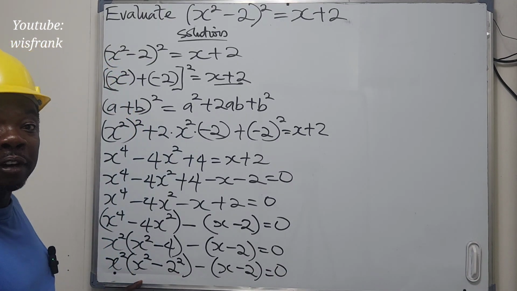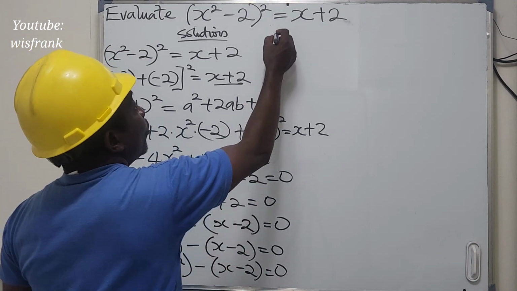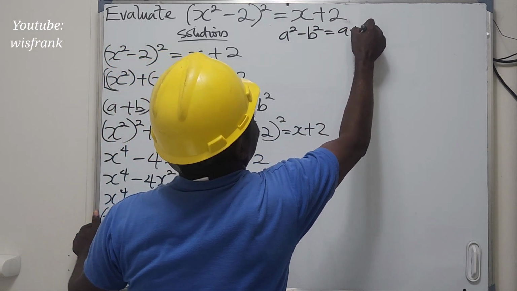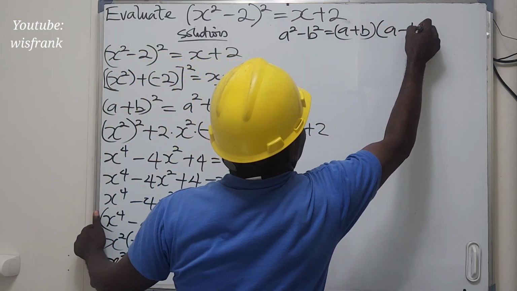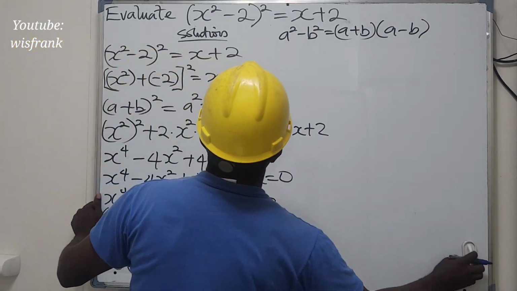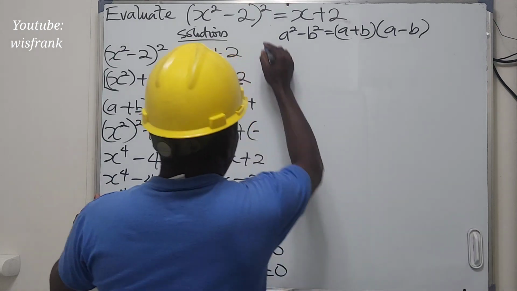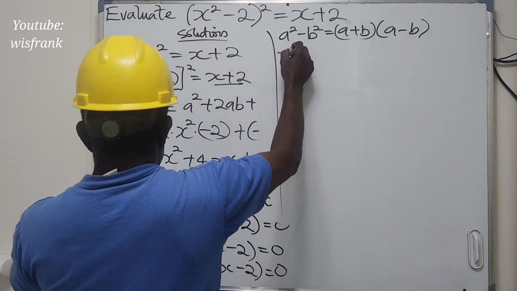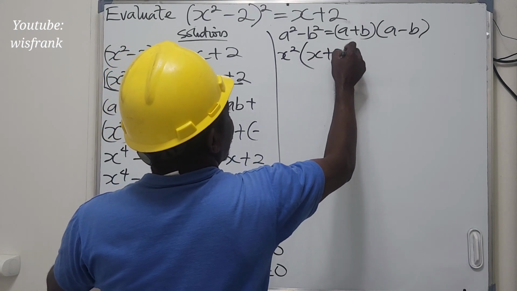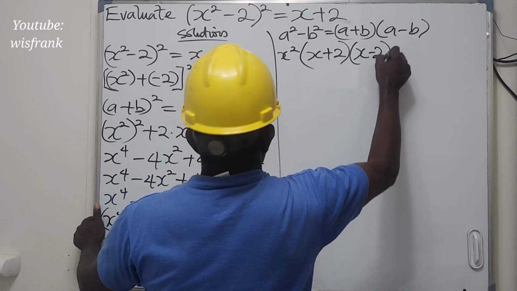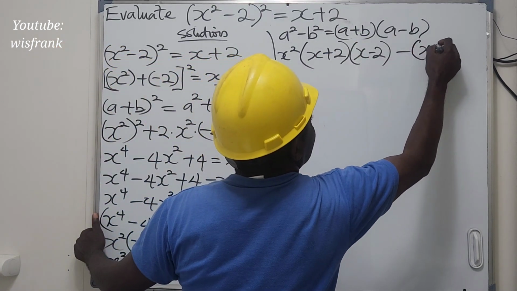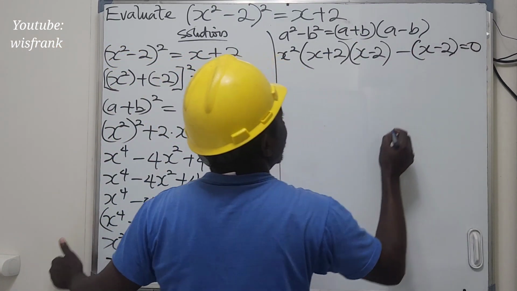In this parenthesis, we have a difference of two squares. It is in the form a² − b², which is the same thing as (a + b)(a − b). So we are going to express this in this format. That will become x² into (x + 2)(x − 2), expressing this in this format. Then we have −x − 2 = 0.